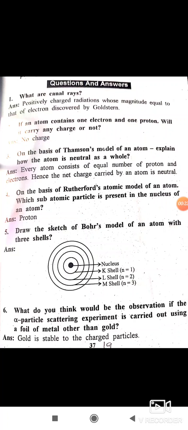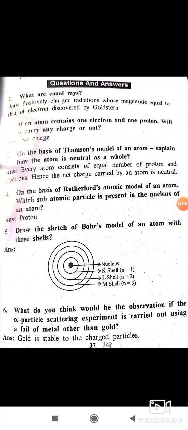If an atom contains one electron and one proton, will it carry any charge or not? No charge.